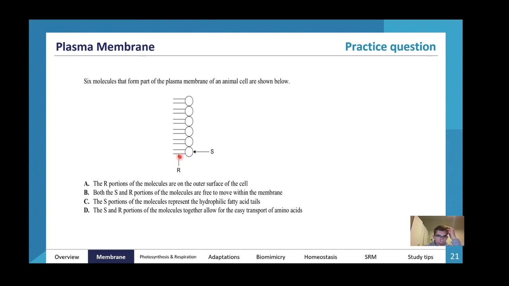Now let's go through a couple of VCAA questions before we move on to photosynthesis and respiration. Six molecules that form part of the plasma membrane of an animal cell are shown below. The R portions of the molecule are on the outer surface of the cell. Both the S and the R portions of the membrane are free to move within the membrane. C, the S portions of the molecules represent the hydrophilic fatty acid tails. D, the S and R portions of the molecule together allow for the easy transport of amino acids. Can you guys take a guess which would be the right alternative? You can pause the recording before continuing. But the correct answer would be, drumroll please, C.